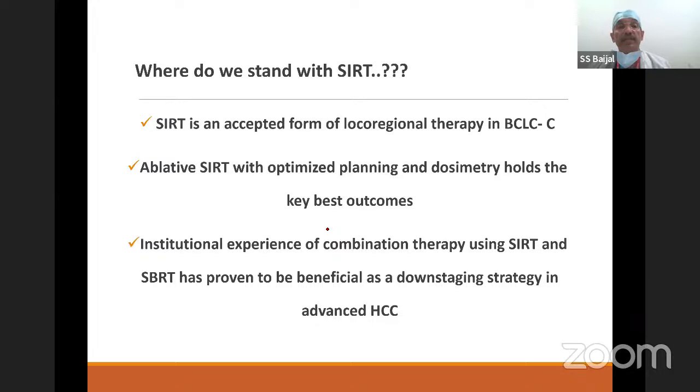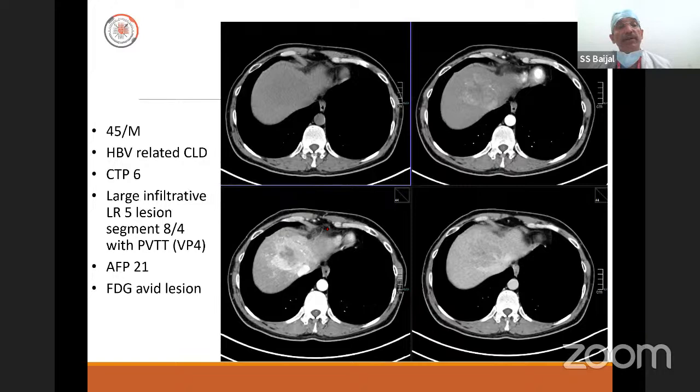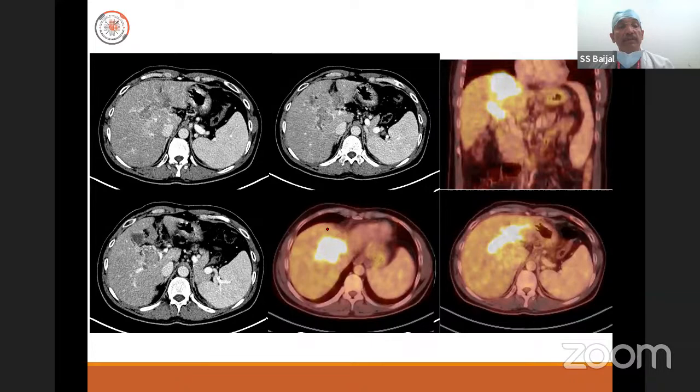Just to run a case, an example: this was a 45-year-old male, HBV-related CLD with a relatively preserved Child score, infiltrative disease, and there was a VP4 stage of the portal vein tumor invasion. It was FDG avid, though the alpha fetoproteins were within limits. One can see that there was a portal vein tumor thrombus, very obviously seen invading the main portal vein here.